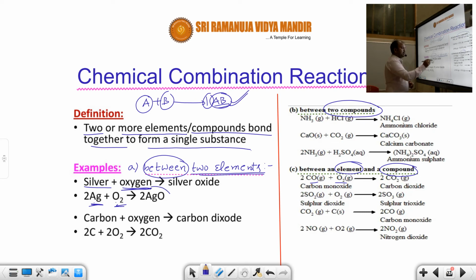So when elements combine, how many new substances will be formed? Silver oxide is only one new substance. Okay, silver oxide. Don't put the concentration on the coefficient. You should take the substance. Only one new chemical substance will be formed. This is silver oxide. So this is an example of which one? Chemical combination reaction.